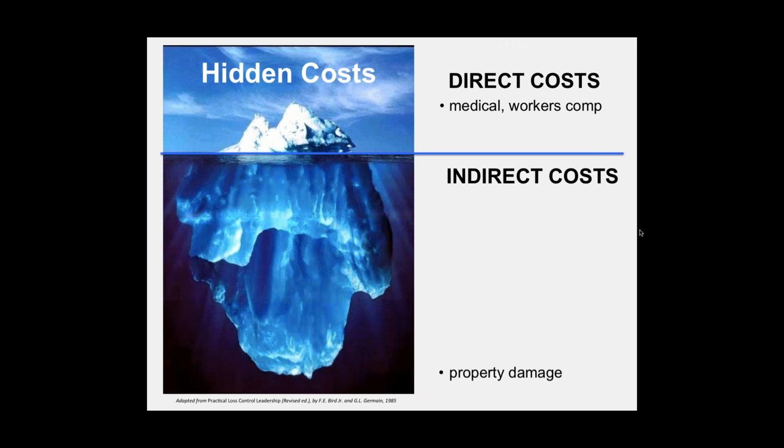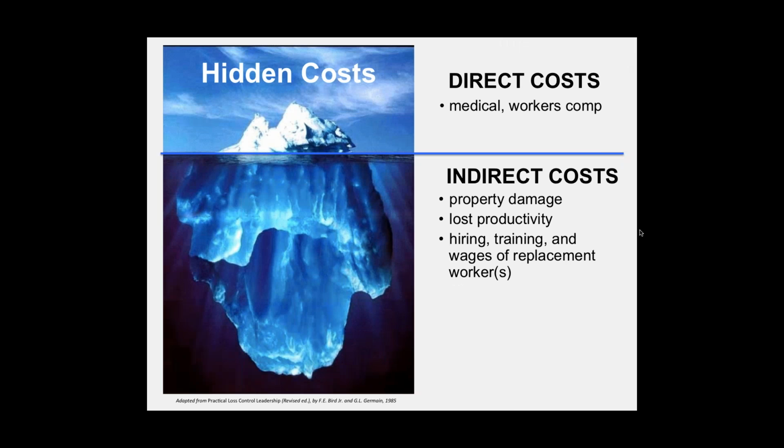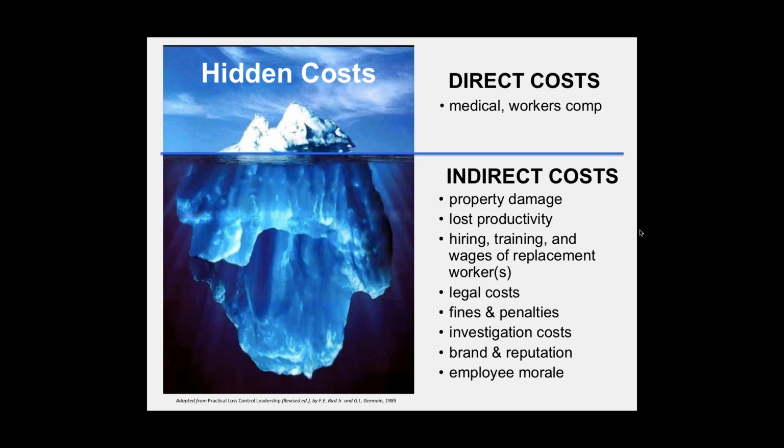Let's look at some other indirect costs. It could be property damage without an injury. It could be simply lost productivity that you're dealing with. You have to hire, train, and then pay the replacement workers. There's legal costs, there's fines, OSHA fines and penalties. You're probably doing an investigation, which takes a lot of time if there's been an incident. There could be damage to your brand or reputation. And of course there can be damage to the employee morale, not to mention customer dissatisfaction or even lost business.